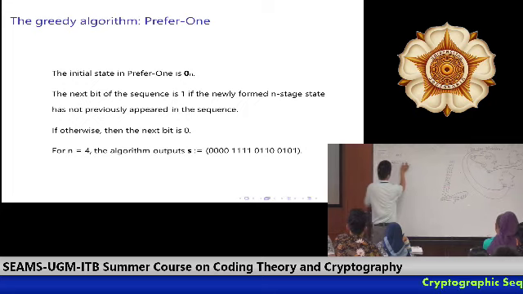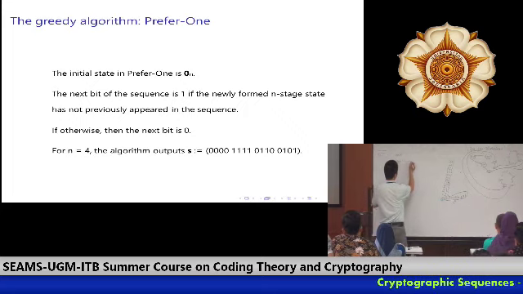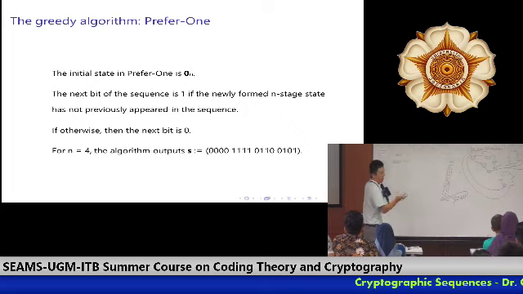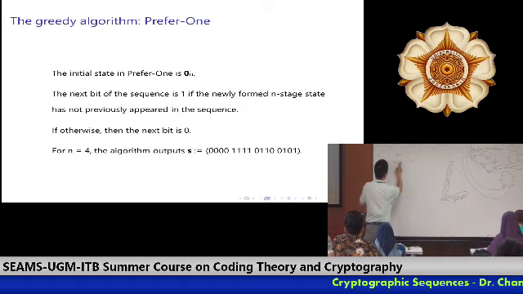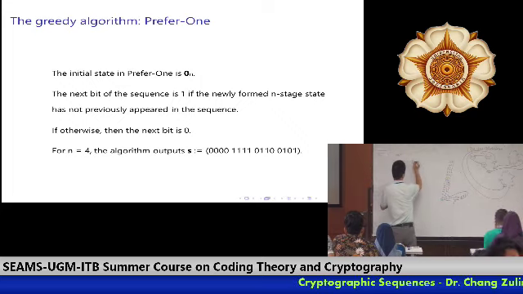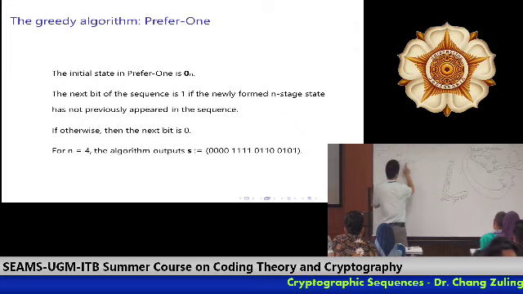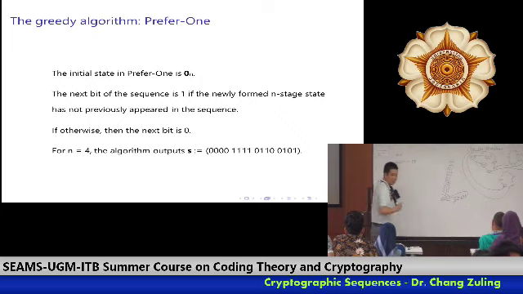and 1 has not appeared. Okay, add 1. Add 1, 1, 0, 1, 1 has not appeared. Okay, add 1. Add 1, no, because 0, 1, 1, 1 has appeared. So we have to add 0. And add 1, 1, 1, 0, 1. Sorry, we have to add 0.